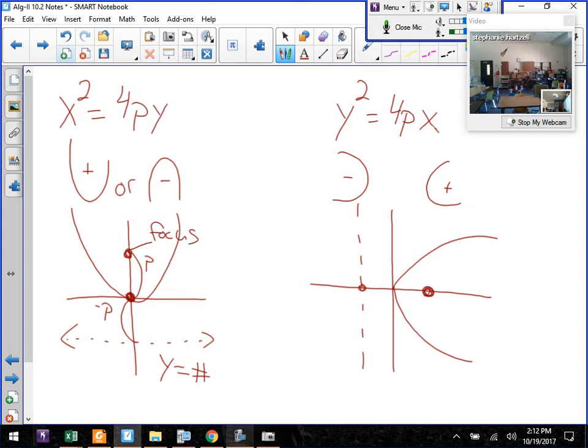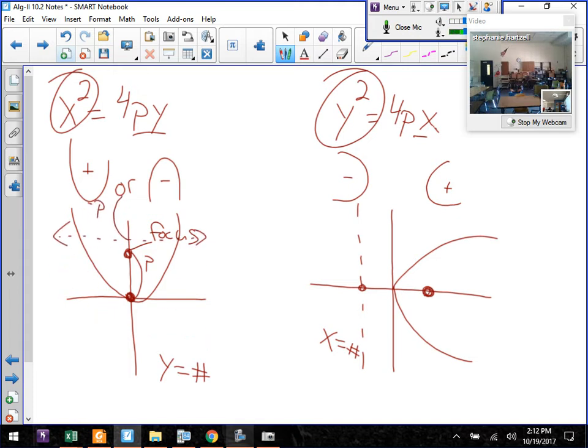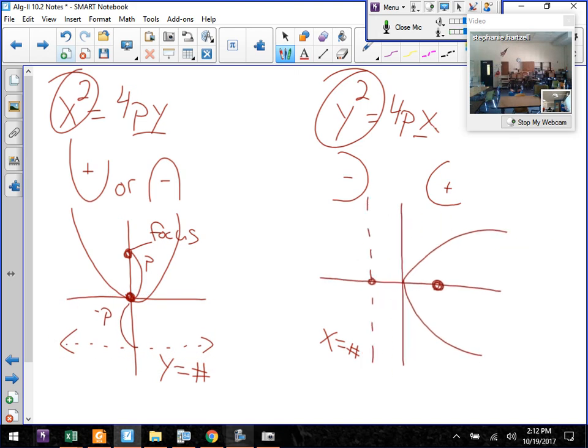Exactly, it's x equals a number. You know what's really easy to remember? In an x squared parabola, you have a singular y. In a y squared parabola, you have a singular x. That's a really easy way to remember it. Also, think of the directrix as an arrow. The arrow wants to go through the parabola. It wants to touch it twice.